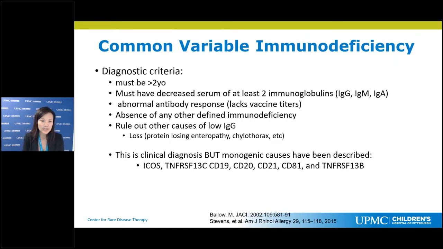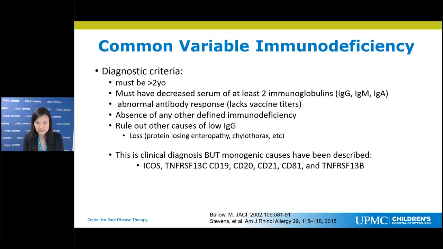You also should have an absence of other defined immunodeficiencies, and that's a given, and then rule out other causes of low IgG. So when we get these consults for inpatient, or when we see these consultations outpatient, if there is just a low IgG, we always try to make sure that this isn't a loss problem. So protein-losing enteropathy, or a patient who recently had heart surgery, someone who might have some chylothoraces, these are all causes of losing IgG, and we would call that a secondary problem, not a primary immunodeficiency, and that's an important distinction.